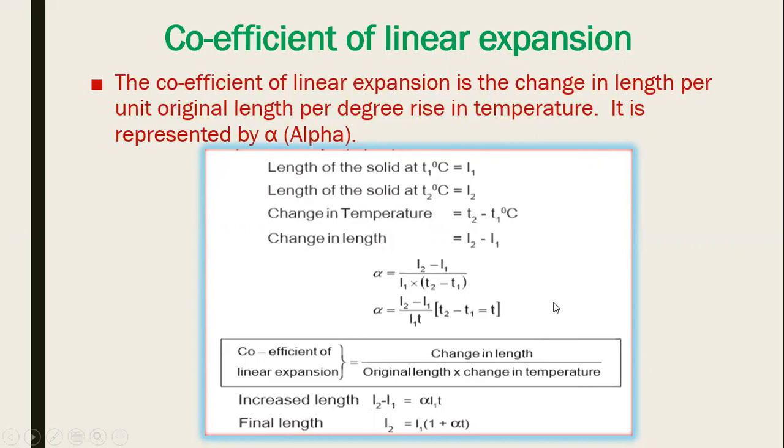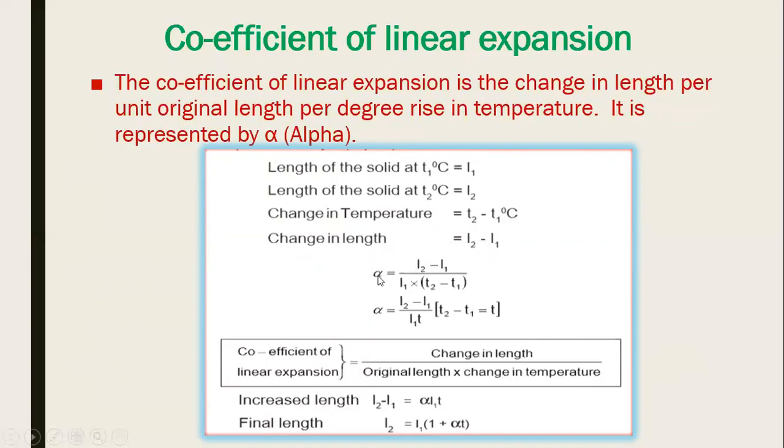Then there is one equation for the coefficient of linear expansion. Let's see how to derive that equation. The length of the solid at T1 degrees Celsius is L1. The length of the solid at T2 degrees Celsius is L2. Change in temperature is T2 minus T1, where T2 is the temperature at which the length is L2, and T1 is the temperature at which the length is L1. Change in length means L2 minus L1.